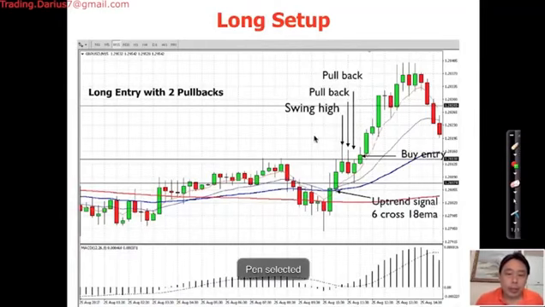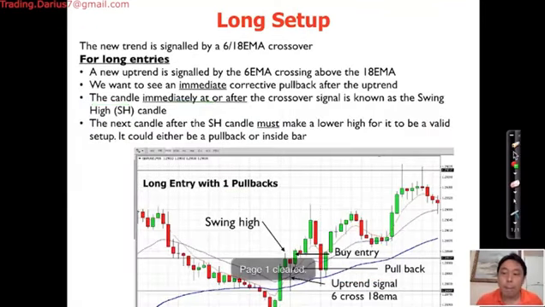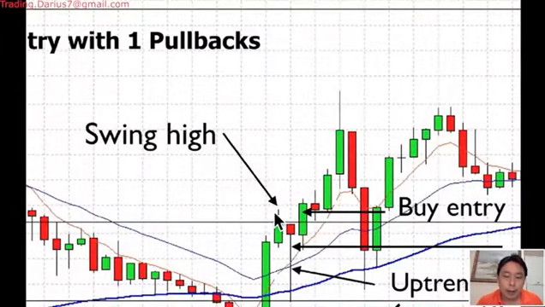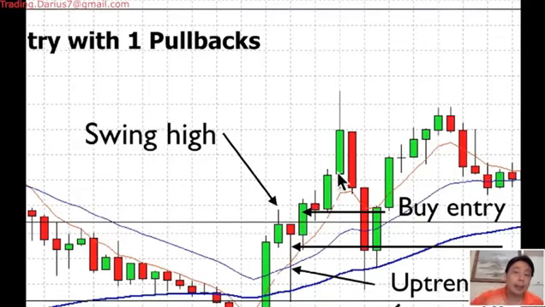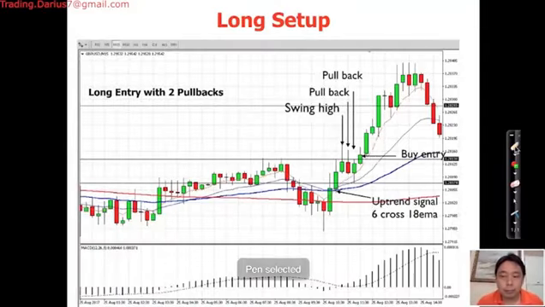Okay. So in this example, we have got a long entry with two pullbacks before we enter the trade. Now, again, recall that in the previous example, let's go back to the previous example, we had one pullback. Okay, so right at the cross, we had a swing high, we had one pullback candle, and then the next candle went higher than the high of the pullback candle, hence triggering our buy order and getting us into the trade. Now, so in this case, it was one pullback for this entry. Now, in the next example, you can see that it is two pullbacks. Let's take a closer look.